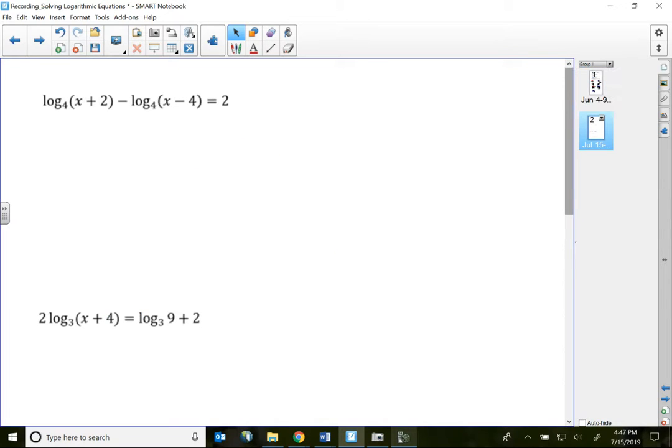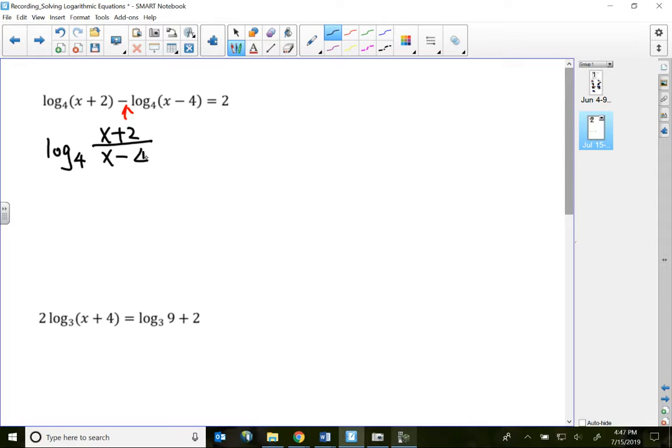All right, so this problem involves a couple of properties. Since both my terms with the log are on the left side, the subtraction sign here tells me that to go back to a single logarithm, that subtraction sign will become division. So this is going to be log with base 4 of x plus 2 over x minus 4 is equal to 2. Now I'm going to convert my logarithm into an exponential and solve it from the exponential perspective. So that gave me x plus 2 over x minus 4 is equal to 4 squared, which is 16.